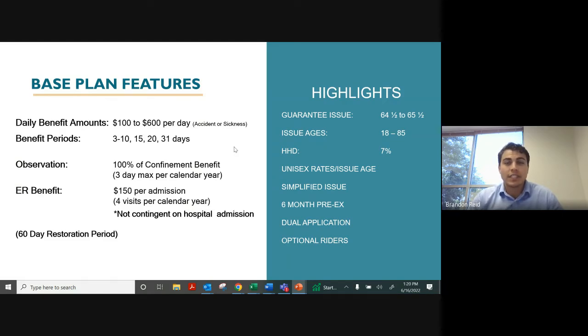is our $150 emergency room benefit, a benefit that'll pay 4 times per year at $150, and it's not contingent on hospital admission. Joe, what usually happens on a Medicare Advantage plan on that ER copay, if you're admitted to the hospital within 24 to 48 hours? It's usually waived, right? Mm-hmm. So that's a copay that's waived. And guess what? You can still let us know that you went to the ER and get your $150 benefit, because there is no coordination of benefits when working with indemnity policies.